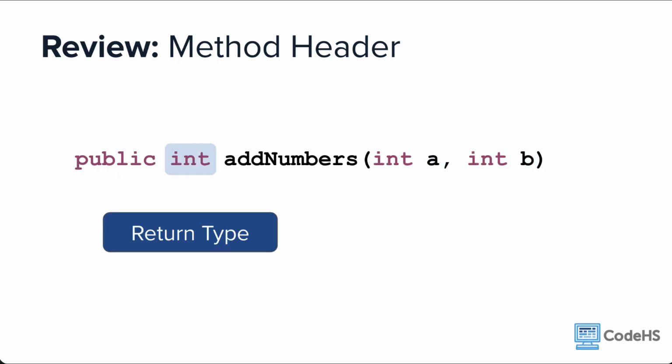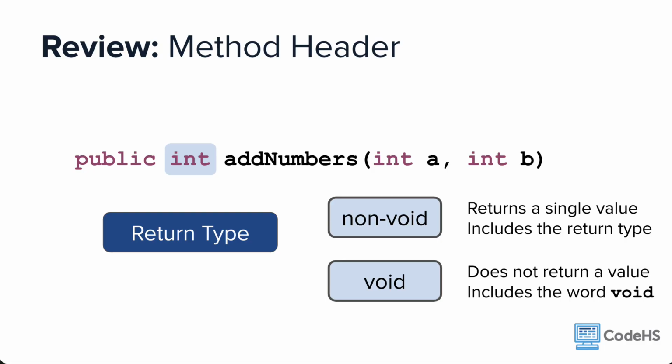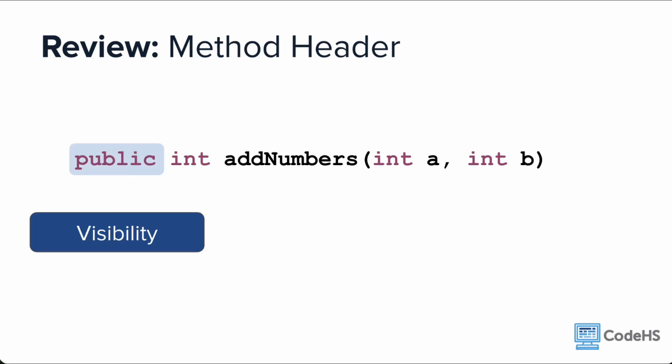In front of the method name is the return type. There are two types of methods, non-void methods and void methods. A non-void method returns a single value and its method header includes the return type, like int. A void method does not return a value, and its method header includes the word void to note this.